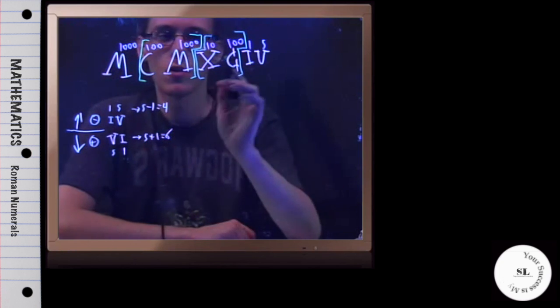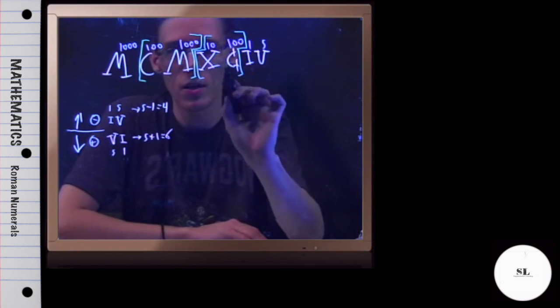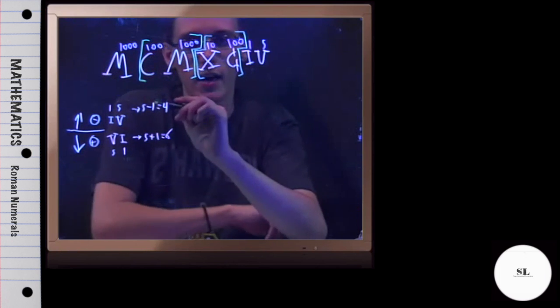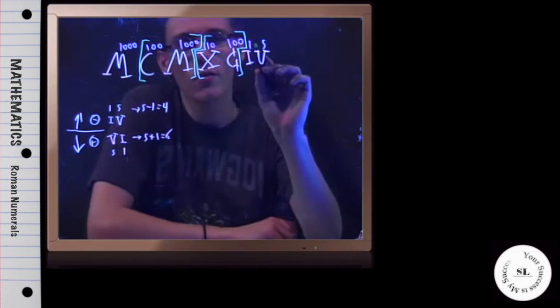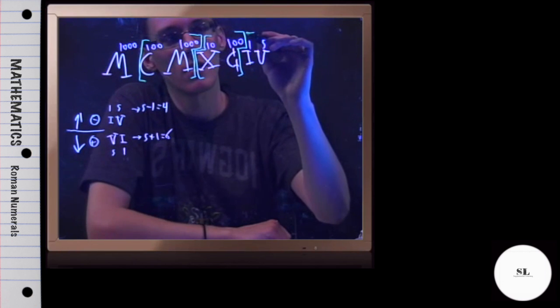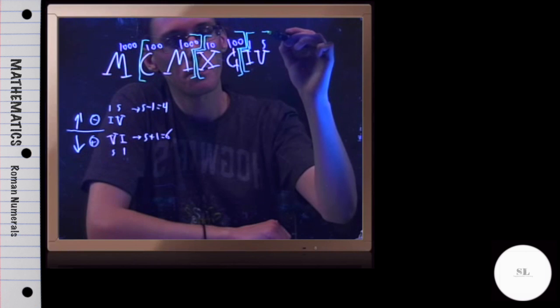All right. So I don't need to look at the C anymore because I know it's married to this number right here and we'll figure it out. Okay, I is 1. And then V is 5. Again, I went from a smaller number to a bigger number. So those are grouped together.